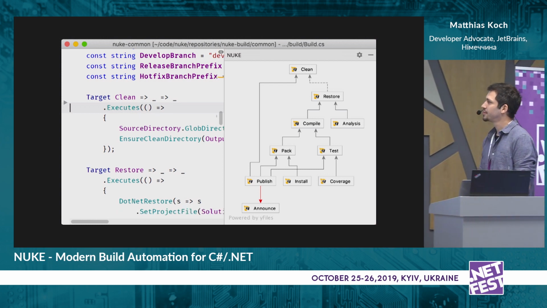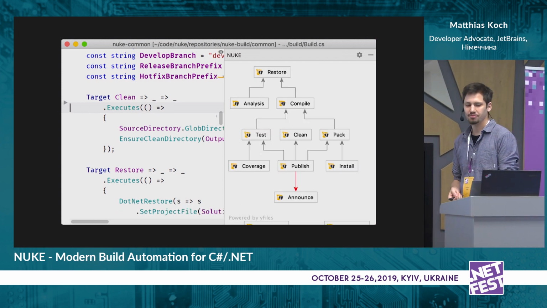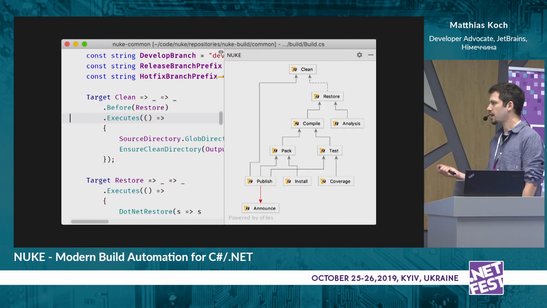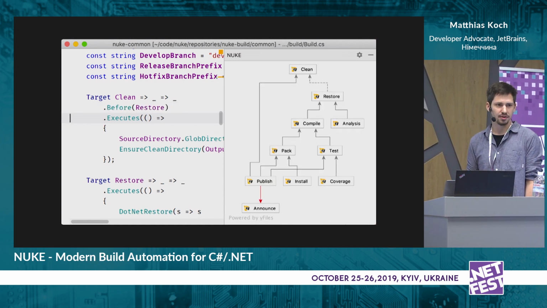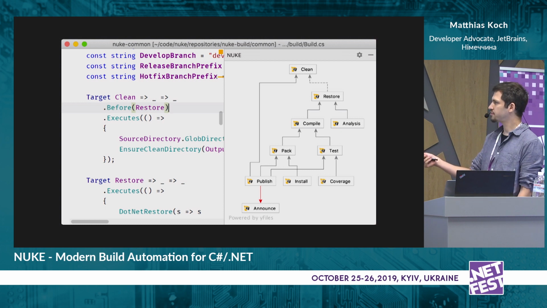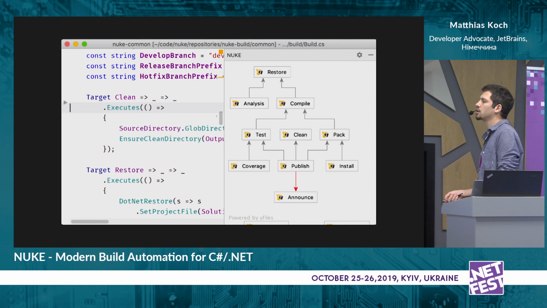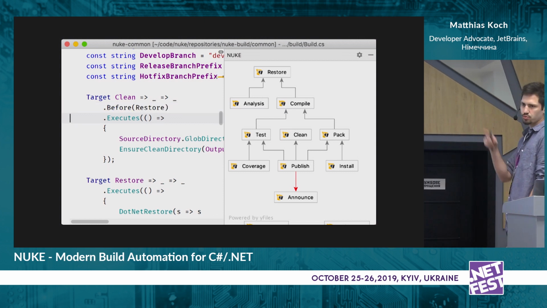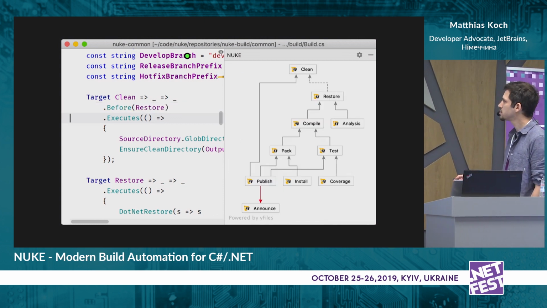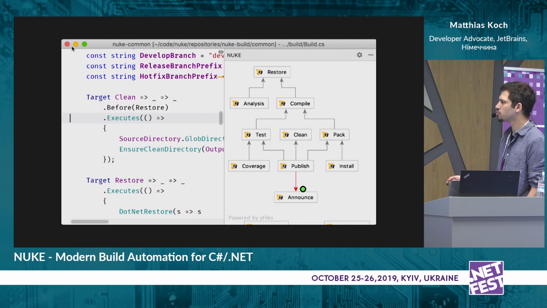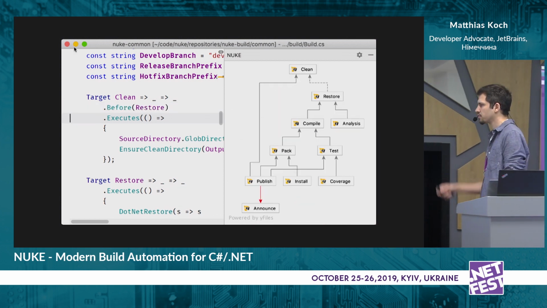Okay, this is something we probably only can deliver in Rider. It's a live graph of your dependency diagram. So on the left-hand side, we're removing just this before call, and you see it gets re-rendered, and so here's the before arrow, and now when we remove that, then clean is not before restore anymore. It only has the normal dependency from publish.